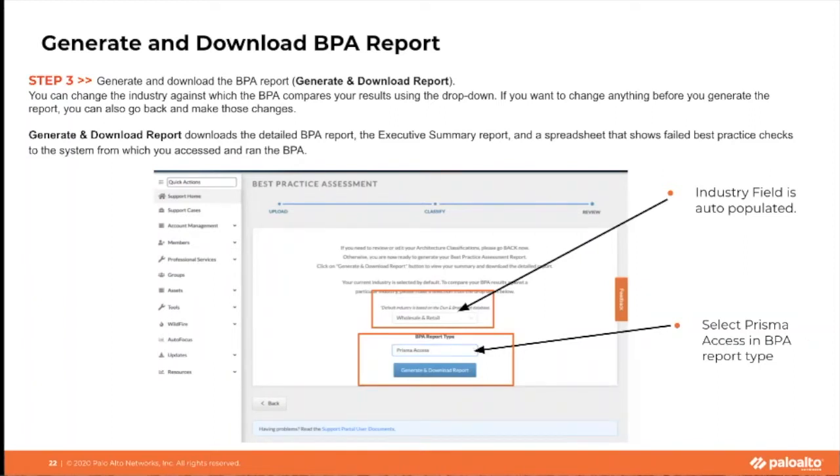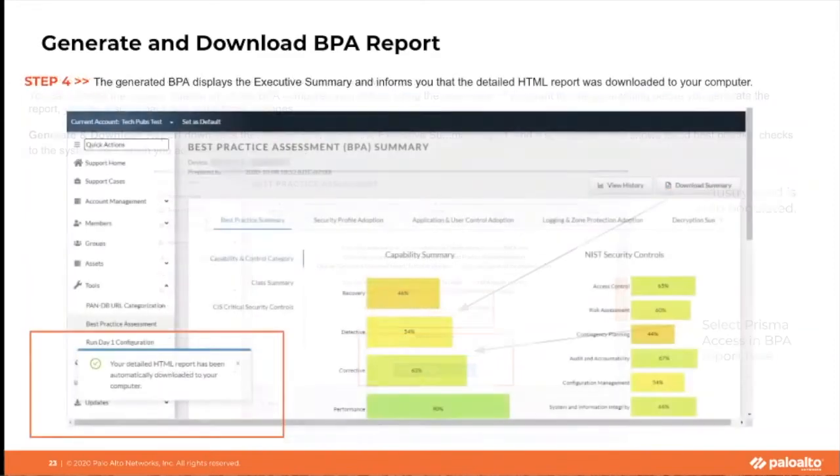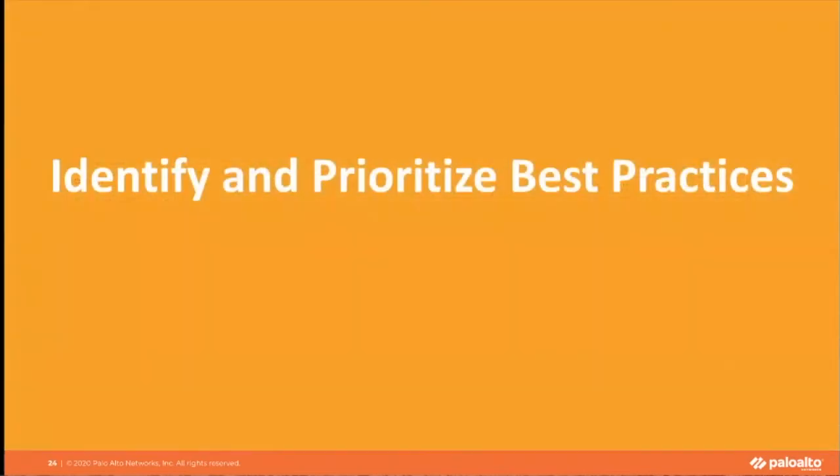When a Panorama TSF tech support file is uploaded to generate the BPA, the BPA service will look for the plugin configurations to validate if Prisma Access is configured. Based on that, it will provide the Prisma Access BPA report. Then, as soon as you click to generate the report, it will show you here the executive summary, which informs you that the detailed HTML report is available to download. You can click and it automatically downloads to your computer. Now, you have successfully generated and downloaded your BPA report.